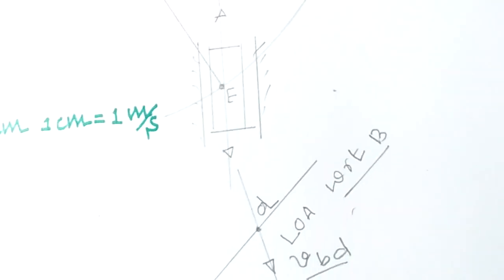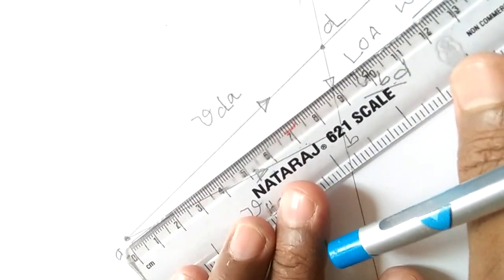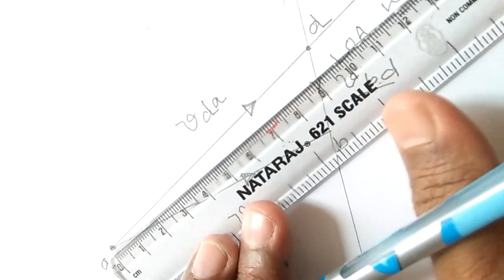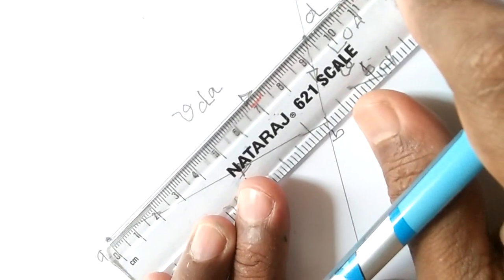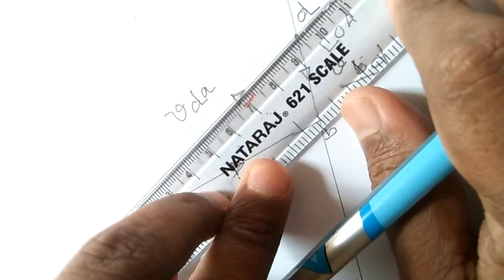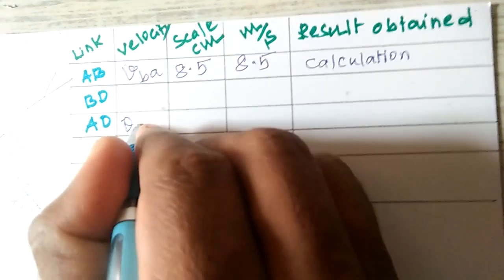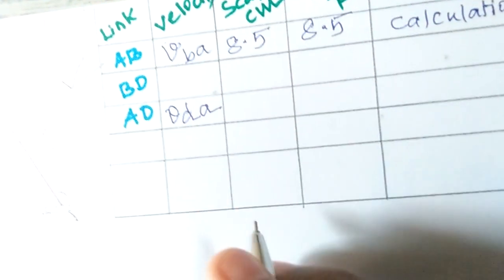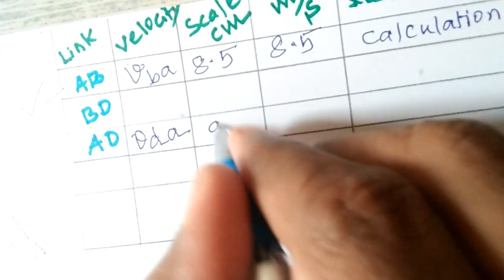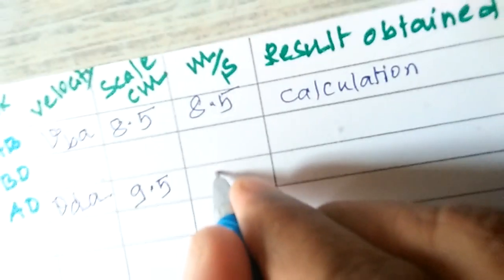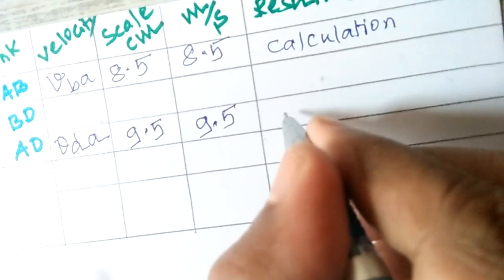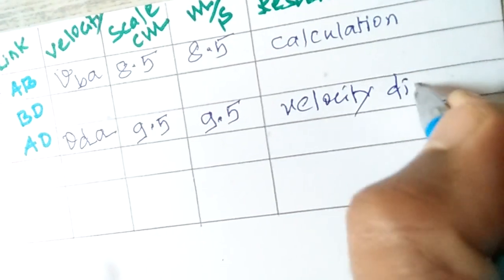By measurement, you will get it. You have to take a scale. Then the velocity of D with respect to A. I will go for this one. How much is this one? This is approximately 9.5. It comes as 9.5 centimeters, then it comes as 9.5 meters per second. You got it from the velocity diagram.